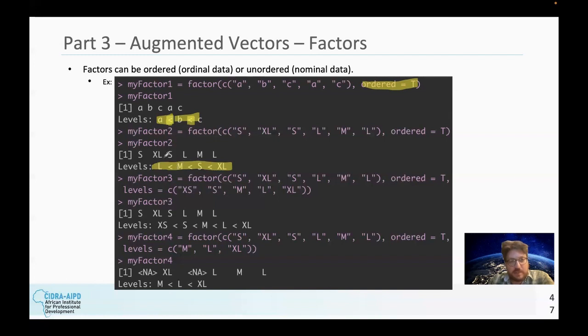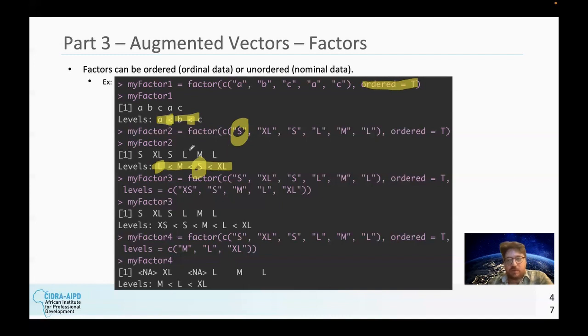It also isn't the order in which they appear in. That might also be something that you think. So S is not first, even though it's the first one that appeared. So it turns out that by default, the levels are in alphabetical order. So that's what's happening here. So L is the alphabetically first level. So by default, that's the first level.